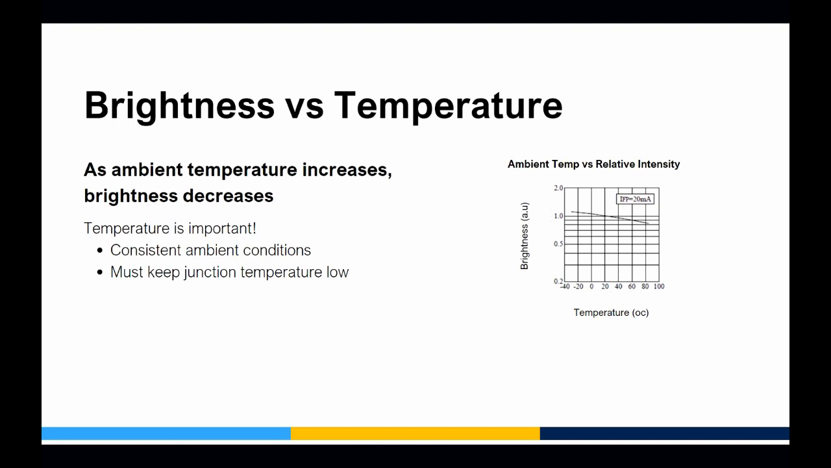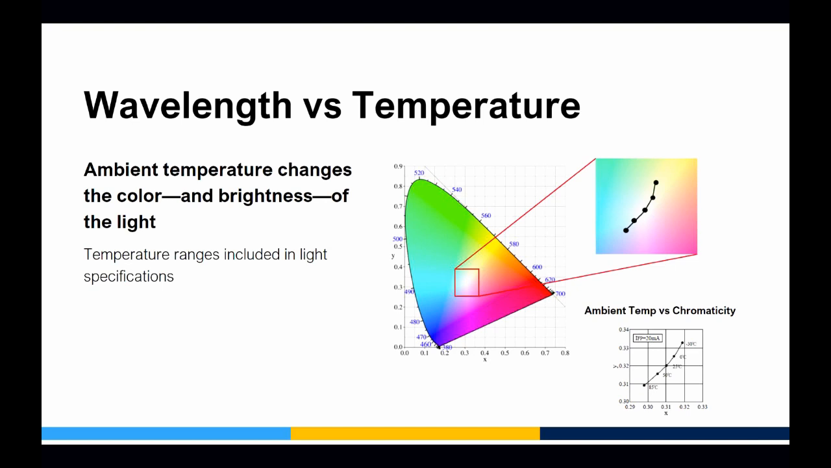Circling back to temperature, the brightness can actually be affected by the temperature of the light, whether it's caused by the ambient temperature or the junction temperature. As it gets higher, the intensity of the light can decrease a little bit. It's not drastic, and we can see in this graph here, it's about a 100-degree difference for a very small change. You're going from maybe 1.1 to 0.8, so it's not a huge change, but it is important to remember not to let your lights get too hot.